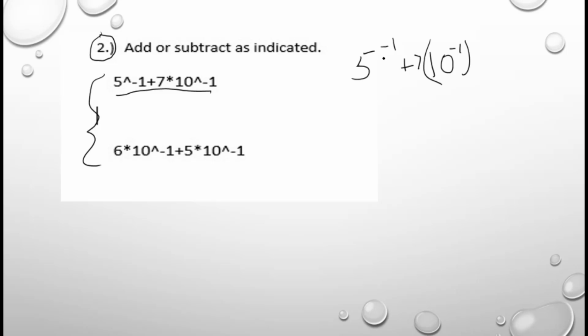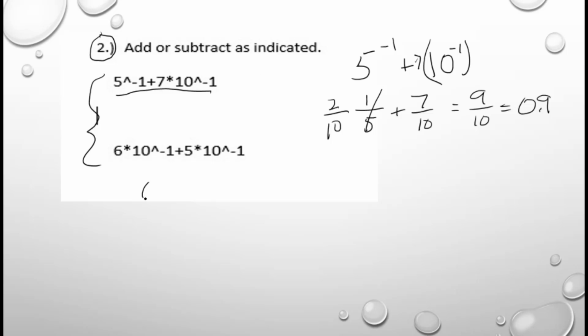So 5 raised to the negative 1 is 1/5. Plus 7 raised to the negative 1 is 7/10. This is 2/10, right? Multiply the top by 2 and the bottom by 2, so that's the same as this. So I'm going to get 9/10. And I can write that as a decimal as 0.9.